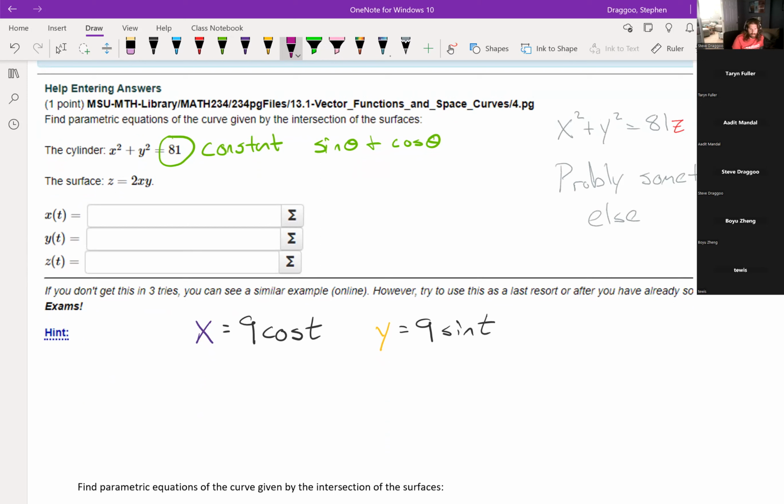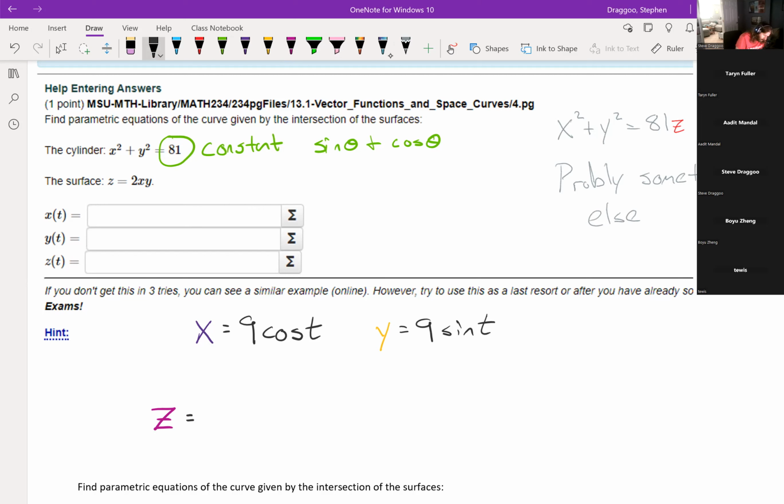I've now parameterized x and y with t. So I've got my x of t, I've got my y of t. I just need to get my z piece. But once I have x and y, I can just plug those parameterizations into the other equation to figure out what z is. Because again, I am looking for a parameterization of their intersection, which means I want to be able to set these two things equal to each other. I started by simply parameterizing the cylinder using sine and cosine, and then I'm going to set them equal to each other to get the parameterization of the curve of intersection.